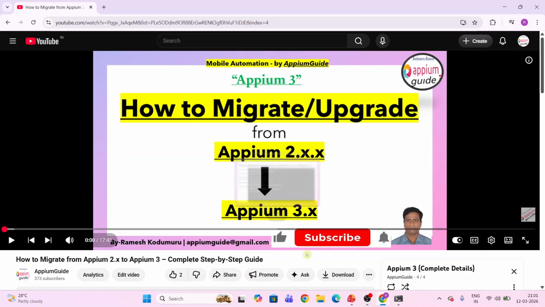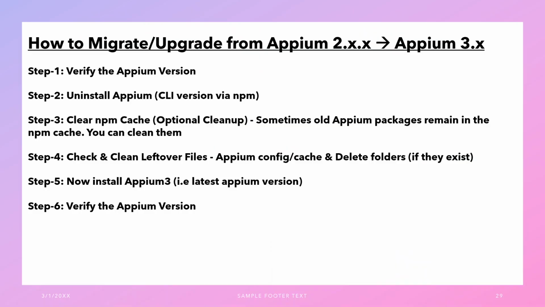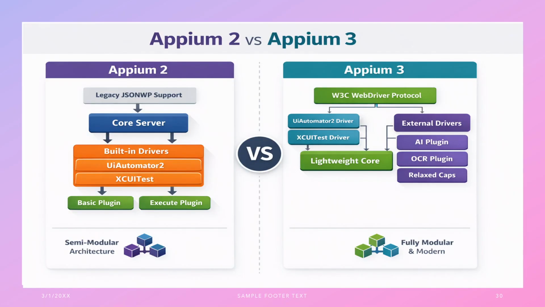Okay, and coming back to our PPT, next one is the comparison. We'll compare APM2 versus APM3. The main thing is the architecture change here. In APM2, you used to work on the JSON Wire Protocol support. So communication between the core server and the drivers or plugins happens based upon the JSON Wire Protocol support here. And this is a semi-modular architecture.